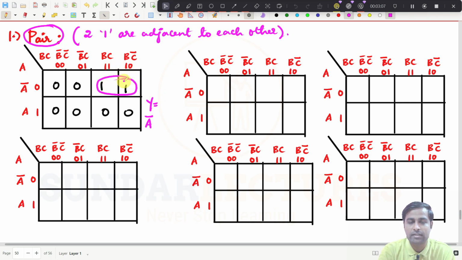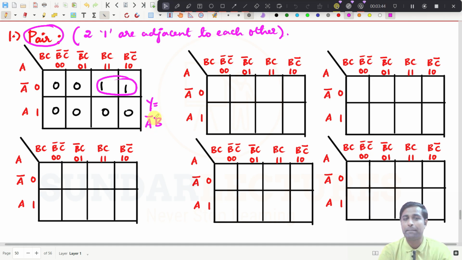So you go to this side, two cells are there, and you can compare these two expressions. This is BC, this is BC bar. What is the common term here? The common term is what? It is B. Can you understand? It is B. So what do you have to write? This is B. Can you understand? So you have to compare these two, and this is the simplified version. The output is A bar B. That's all, right?